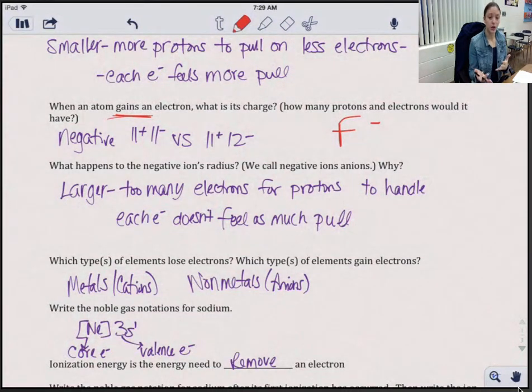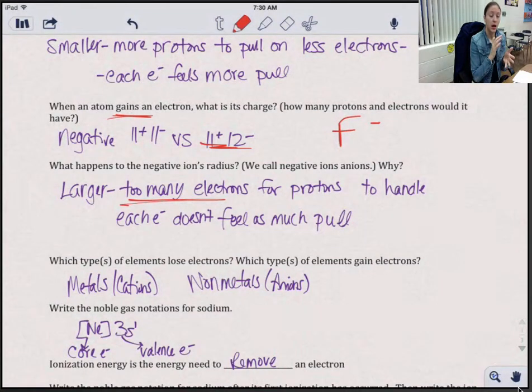Why are they larger? Because now there are too many electrons for my protons to handle. So the electrons don't feel as much pull because the positives are having a harder time pulling on all of them. Because I have 11 of these positives, and now they've got 12 electrons to control. Think of it like they've got a bigger class now, and they can't all pull on them very well. So it actually gets larger. So positive ions do get smaller, negative ions tend to get larger.